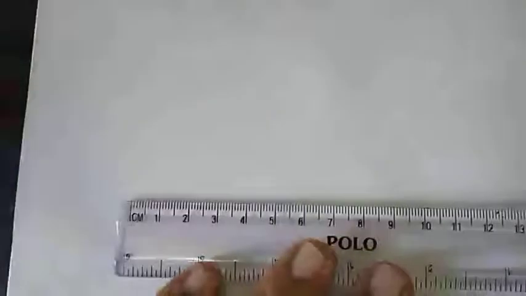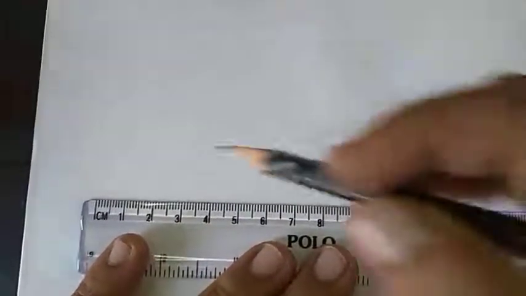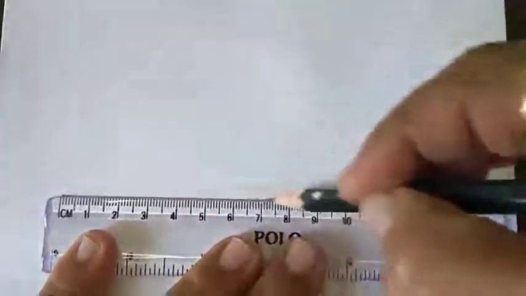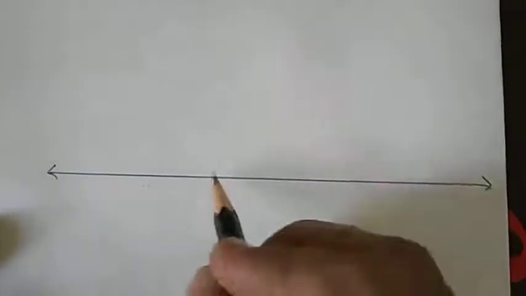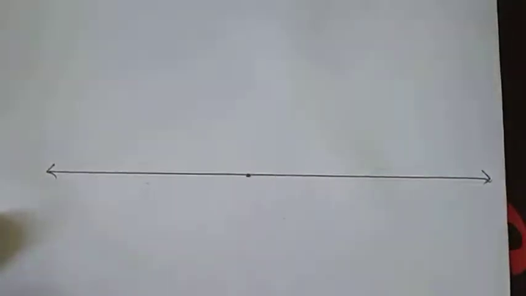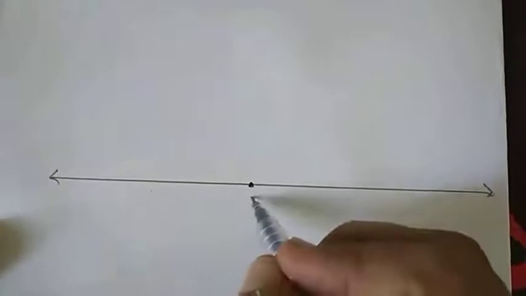we will draw first of all with the help of scale, draw a line and this line extend on both the sides. Here there is a center point of intersection. We will name as O.